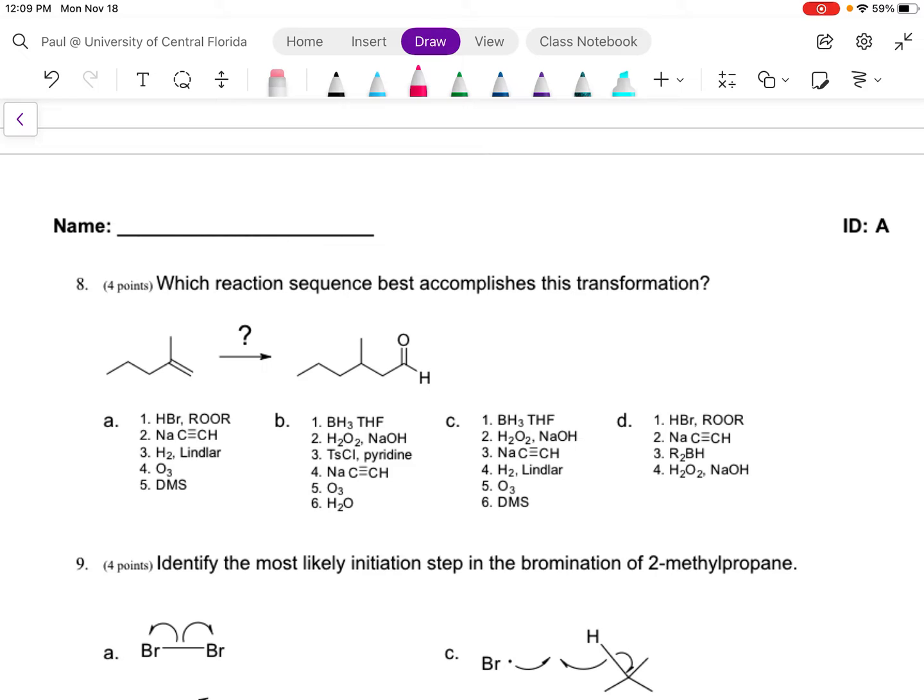Question 8. Which reaction sequence best accomplishes this transformation? Well, when you look at this transformation, what have we done? We have added just one carbon. Because if we count 1, 2, 3, 4, 5, 6, and then 1, 2, 3, 4, 5, 6, 7. So we need to find a reaction that adds a carbon. And so the best answer choice for this one would be A.